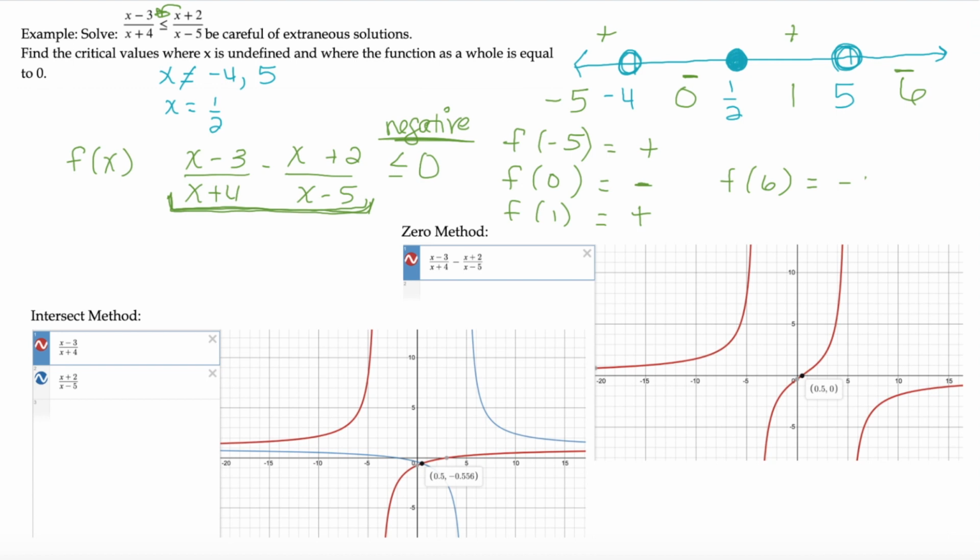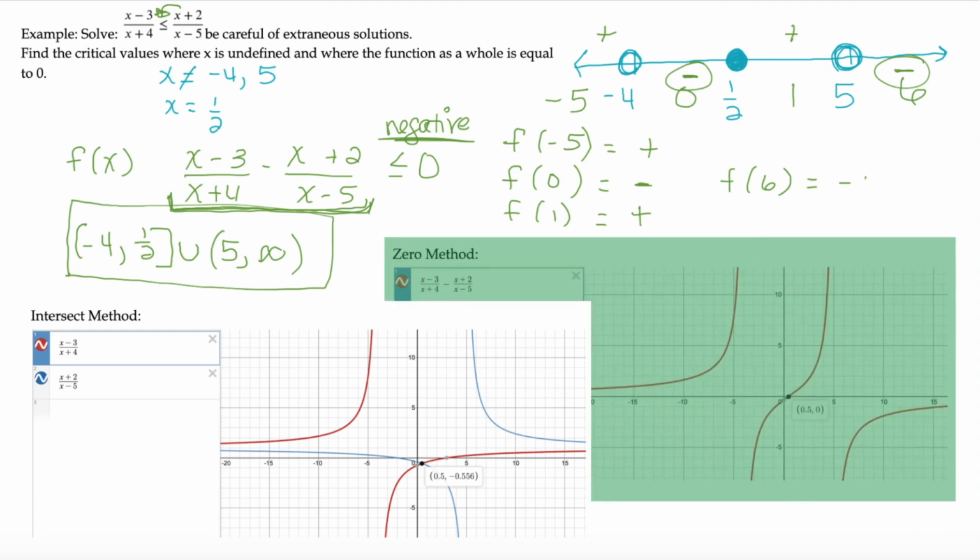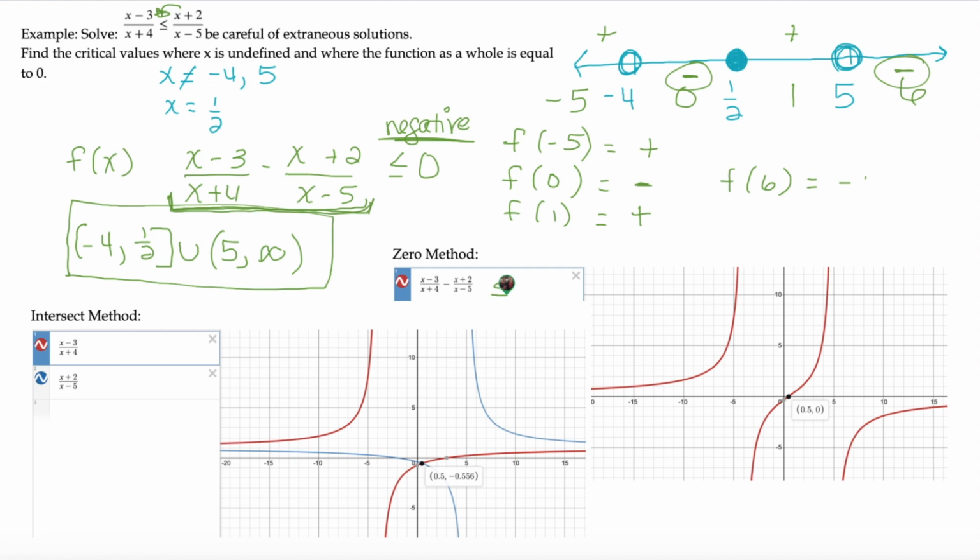So when I'm looking at my chart here, I see that there are 2 locations at which our graph is negative. So the solution set as a whole is from not included -4 to +0.5, which is included. Skip over a bunch, 5, which is not included, to +infinity. So as I'm looking at the zero method when I'm graphing, and the intersect method when I solve, we want to again look for where our graph is less than or equal to 0.